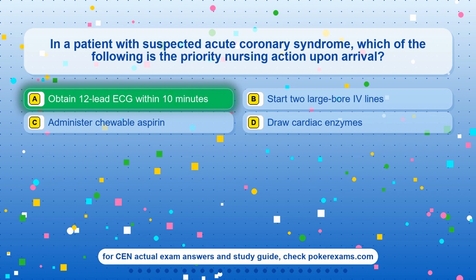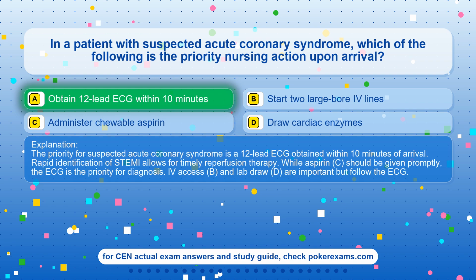The correct answer is option A. Obtain 12-lead ECG within 10 minutes. The priority for suspected acute coronary syndrome is a 12-lead ECG obtained within 10 minutes of arrival. Rapid identification of STEMI allows for timely reperfusion therapy. While aspirin, C, should be given promptly, the ECG is the priority for diagnosis. IV access, B, and lab draw, D, are important but follow the ECG.